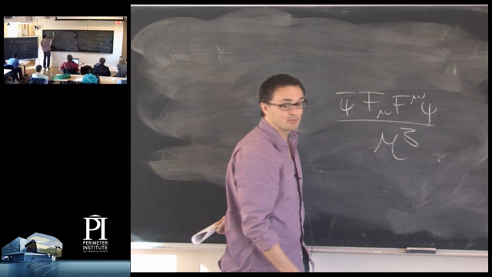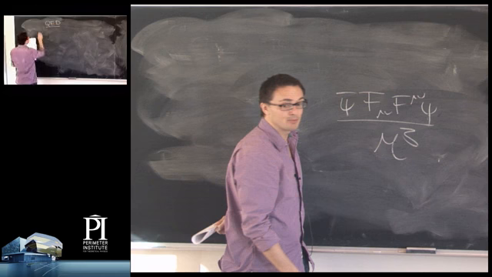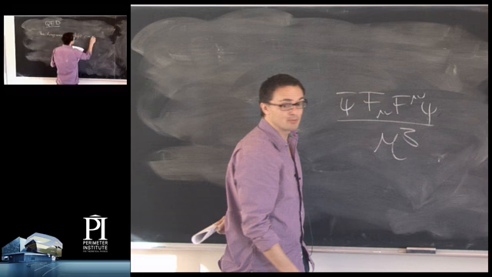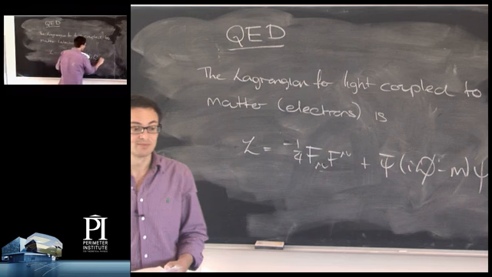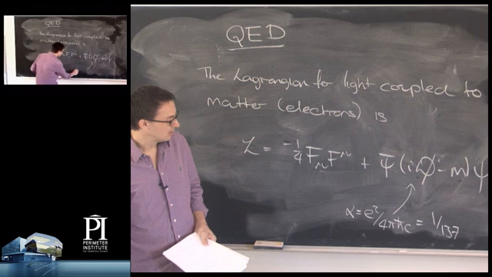Let me just finally write down the Lagrangian for QED, and we've just actually seen it. So the Lagrangian for light coupled to matter, which means electrons, is the following. Isn't it simple? There's an m here, which is the mass of the electron. You'll learn in the next course that it's not quite that, but certainly related to that. And there's an e that sits in here, which is the coupling constant. The e that sits in there is related to the fine structure constant.